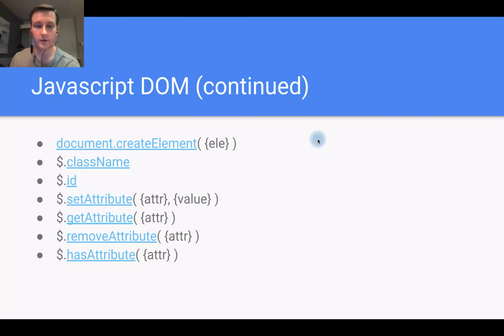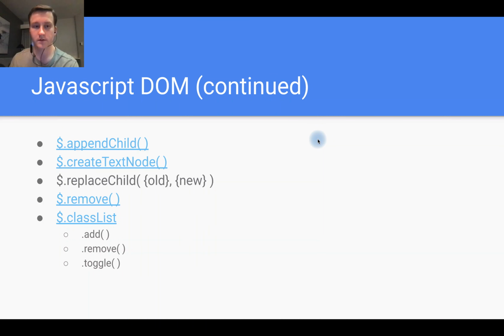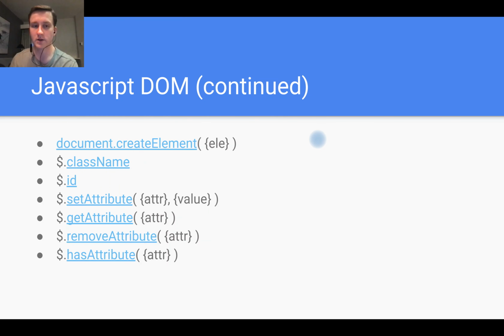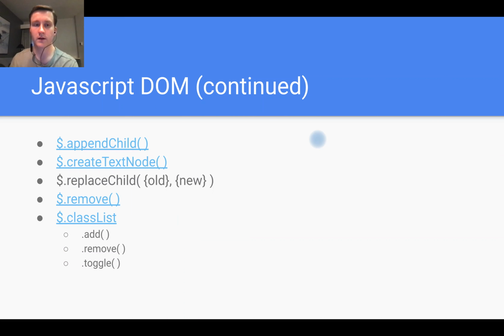So now we'll go through the next set here. So we saw how to add an attribute, set an attribute, remove an attribute, all right? And we saw how to create a text node, how to remove an element. And then we can take a look at class list.